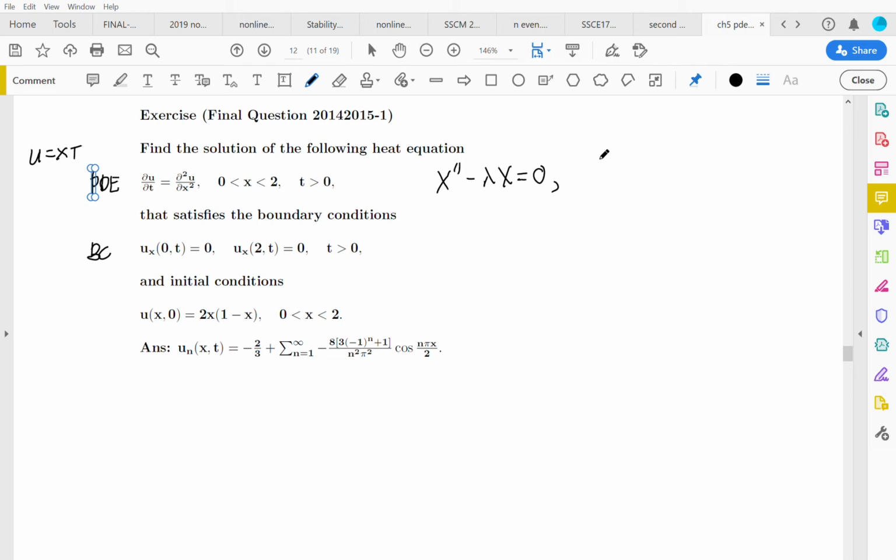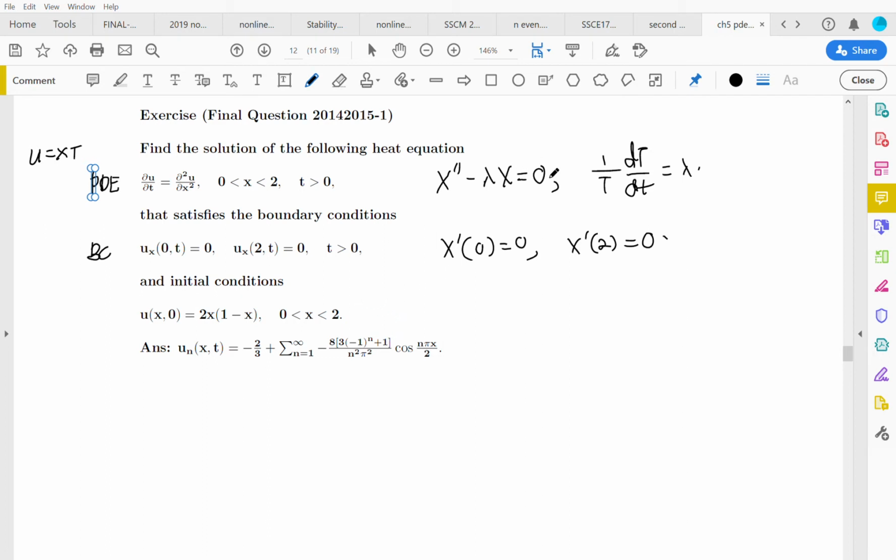For the equation for T here, it will be 1 over T dT equal to lambda. Okay, so for the boundary condition here, you also have to use this transform again. You can check the answer. It should be X prime at point 0 equal to 0, X prime at point 2 equal to 0. And here the initial condition we will use after we sum all three solutions.